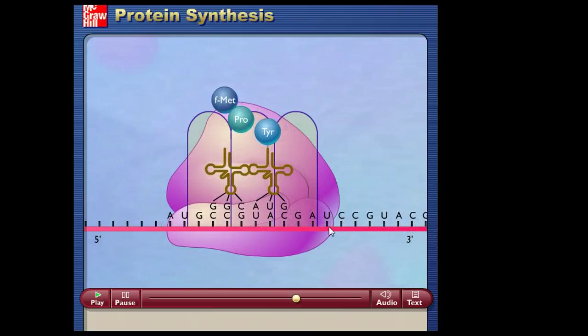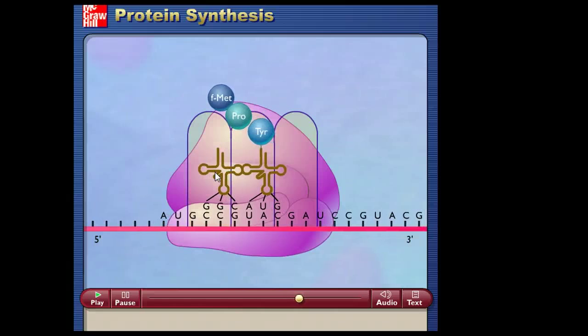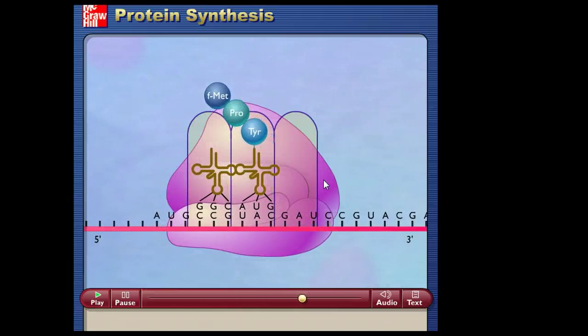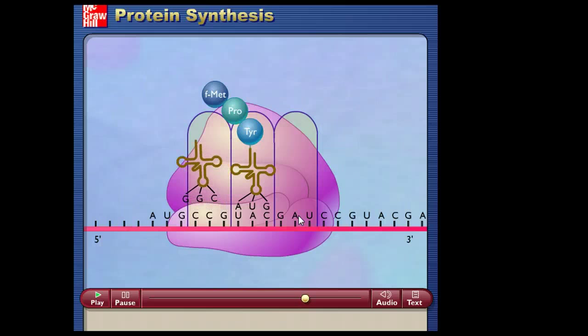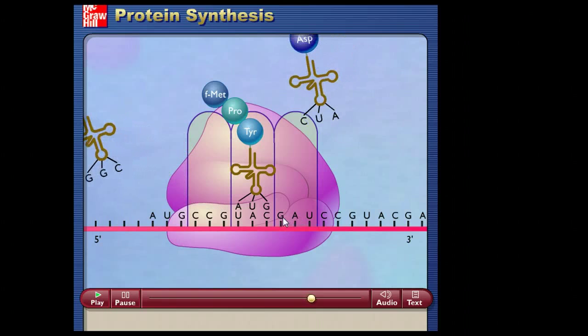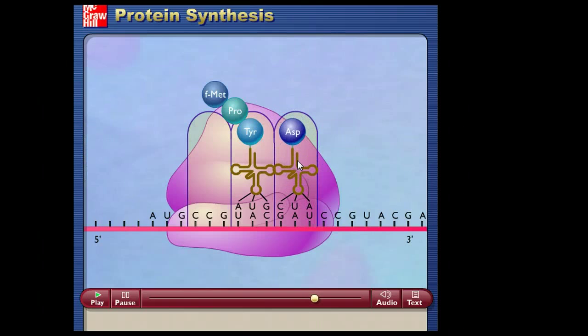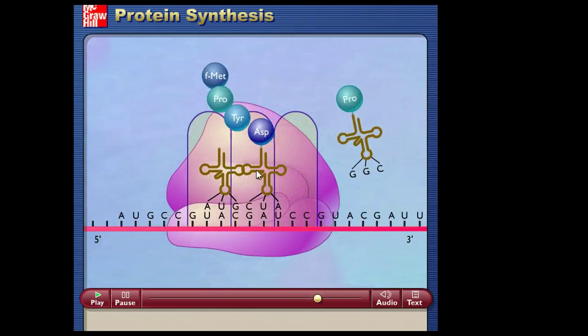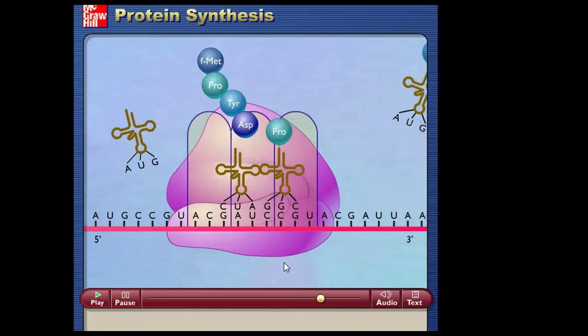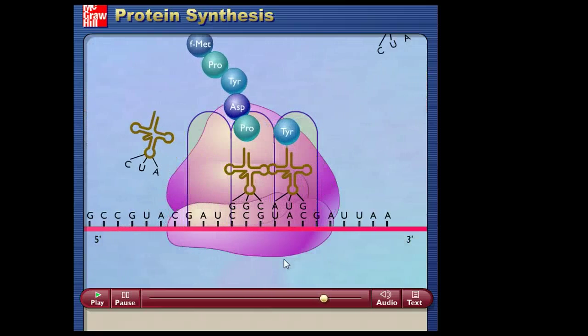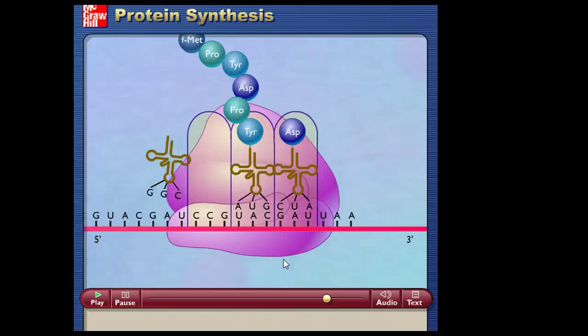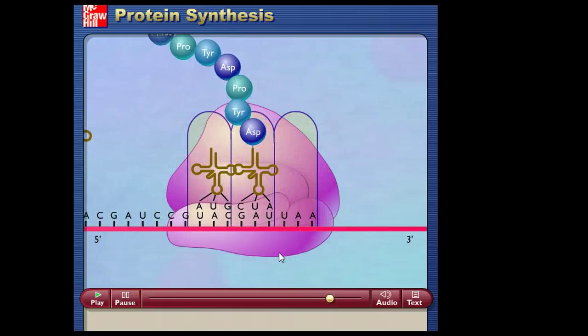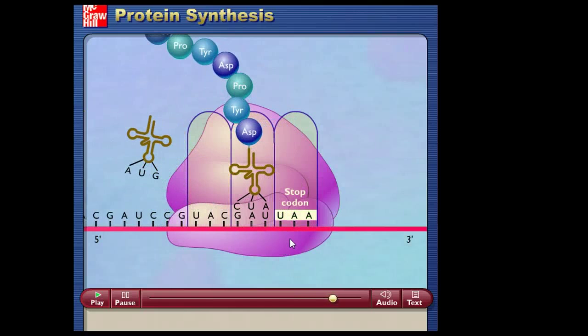The mRNA scoots over, this lone tRNA is going to be kicked out, and a new tRNA is going to come in that has a complementary base pair to GAU, which would be CUA. Here it is. It brings asparagine, and it continues on and on all the way down the sequence until the sequence hits what we call a stop codon.